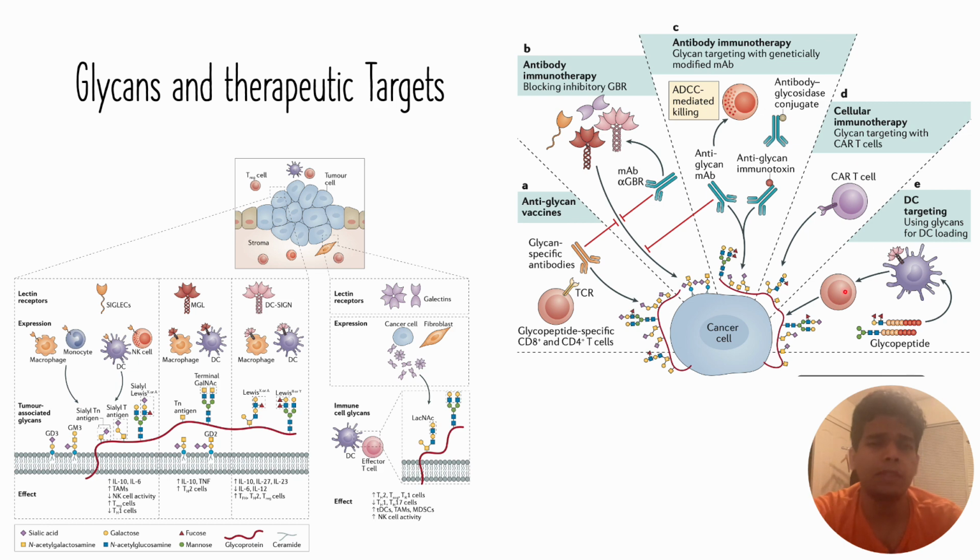So these are some of the therapeutic approaches that are currently under research, and these approaches are presently based on the aberrant glycans that are expressed on the tumor cells. If you need to understand more about these therapeutic approaches and the glycans present on the tumor cells, you can go through the reference that has been provided in the description.